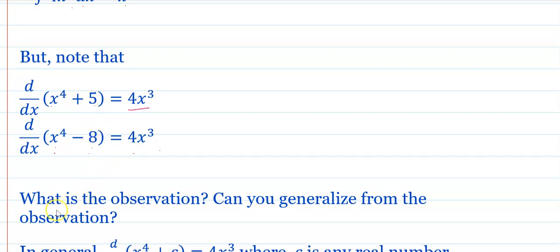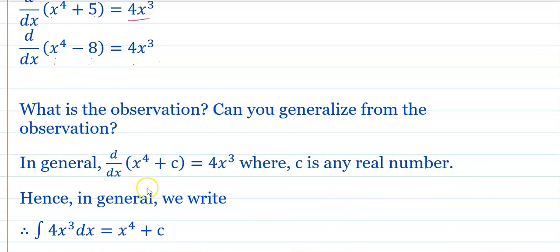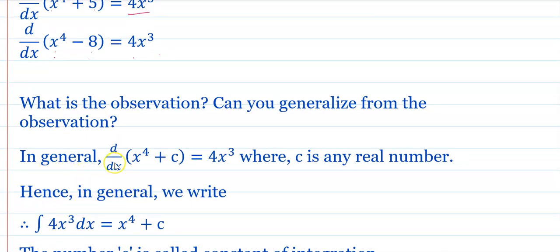Okay. What is the observation? Can you generalize from the observation? In general, d/dx of x raised to 4 plus c is always 4x cube. You take c as any real number. And hence the integral of 4x cube is x raised to 4 plus c, where c is any real number.